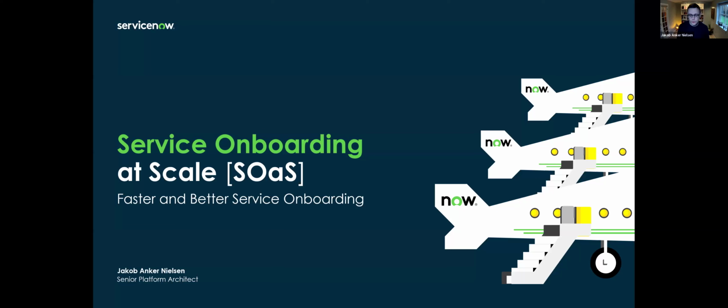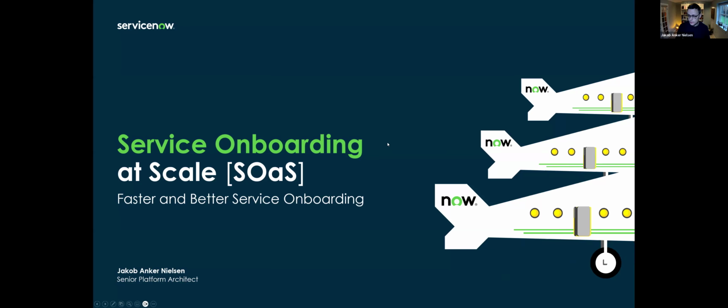Therefore, without further ado, please allow me to share my screen, and I will go ahead and show you a bit about this onboarding framework. I have dubbed it Service Onboarding at Scale, or as the cool abbreviation also says, SOAS, Faster and Better Onboarding. I also used way too much time making fancy airplanes in PowerPoint.